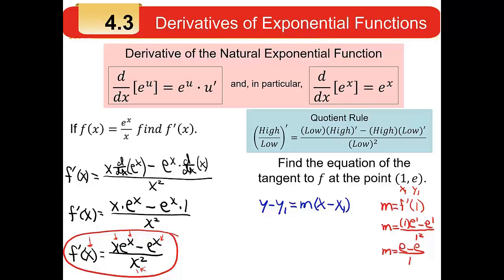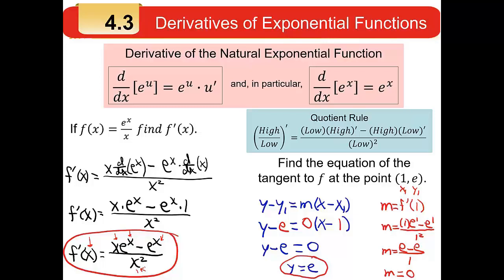You get e minus e up top. Well, e minus e is 0. So you end up with a slope of 0. That tells you it's a horizontal line. But if you plug it in, you get 0 for m, e for y sub 1, 1 for x sub 1. And when you simplify that, the whole right-hand side goes to 0, so you get y minus e is equal to 0, and if you solve that for y, you get y is equal to e. It's a horizontal line that goes through the number e, which is about 2.71828.